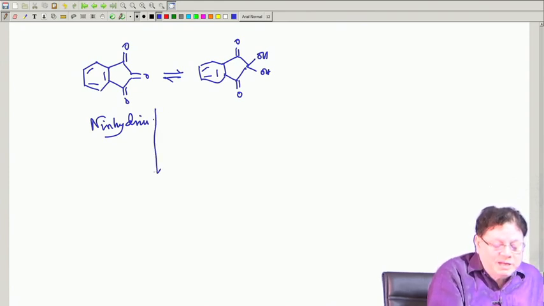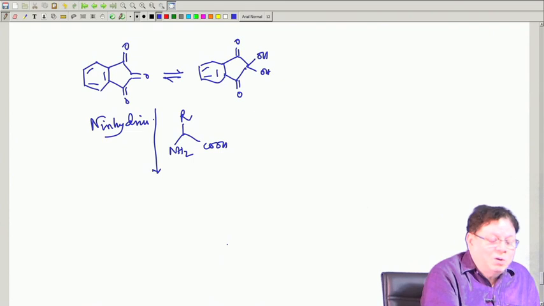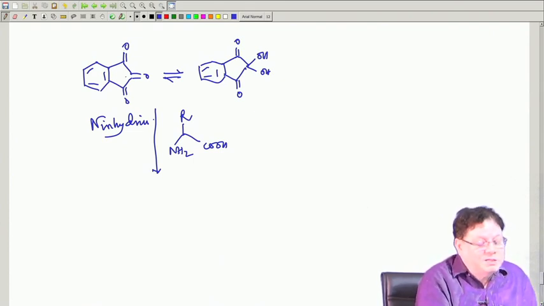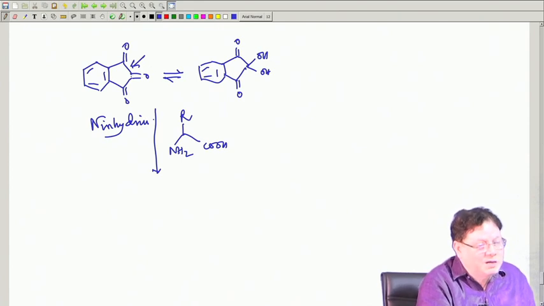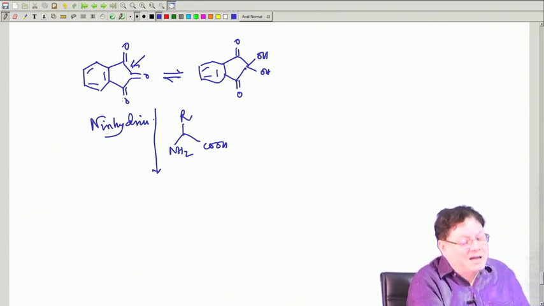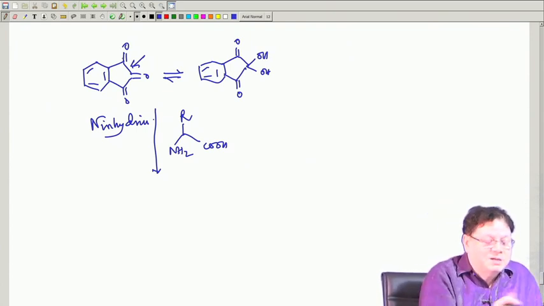Now, you are taking an amino acid. So, write the amino acid: NH2, CO2H and R. Now, out of these 3 carbonyls, the most reactive carbonyl, the most electrophilic carbon, has to be this one, because this carbonyl is flanked between 2 electron withdrawing carbonyls. So, the NH2 is going to react with this carbonyl.